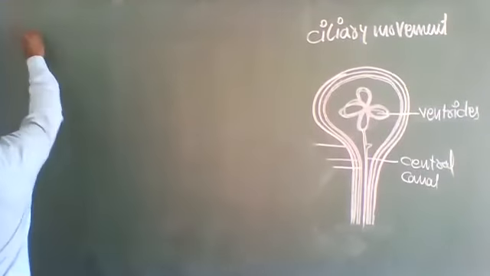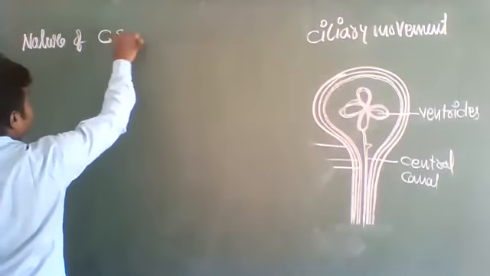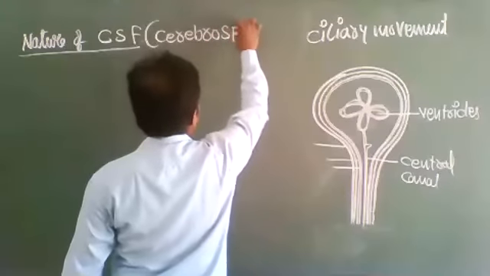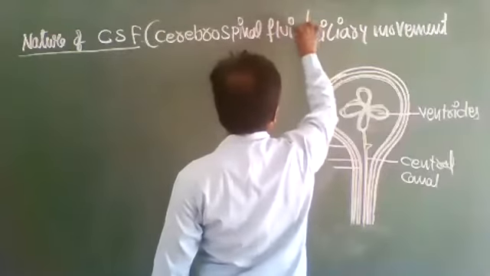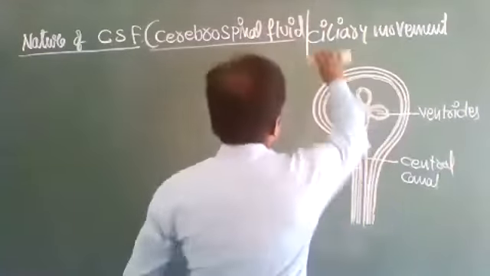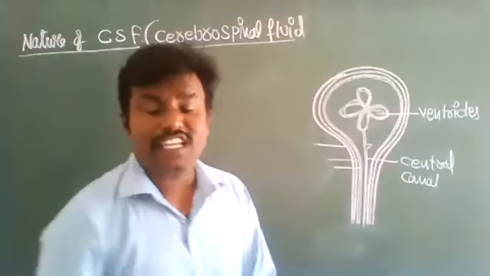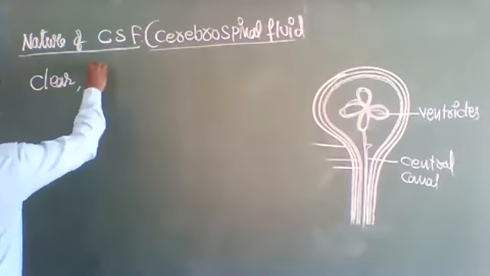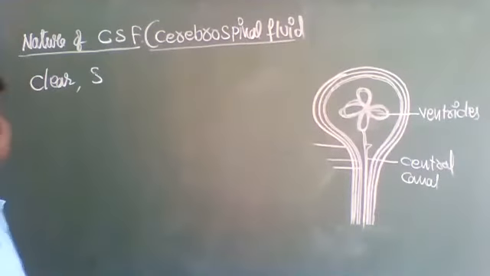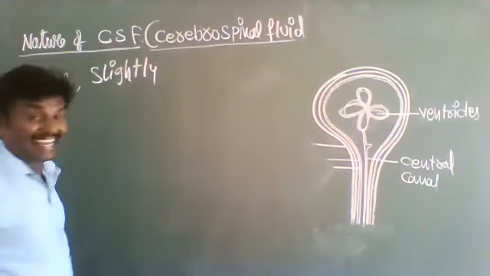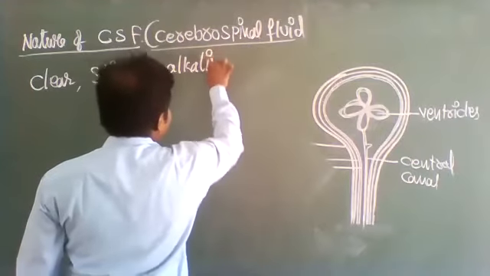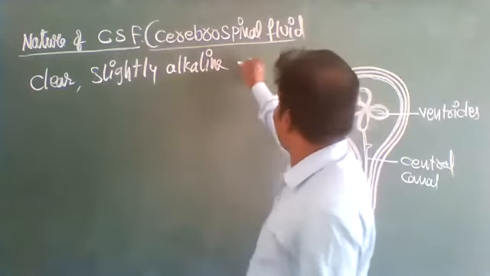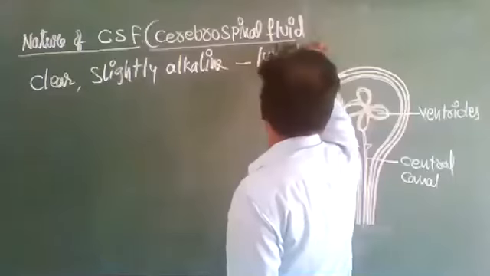The nature of the cerebrospinal fluid. The cerebrospinal fluid is clear and slightly alkaline in nature, which is similar to the lymph.